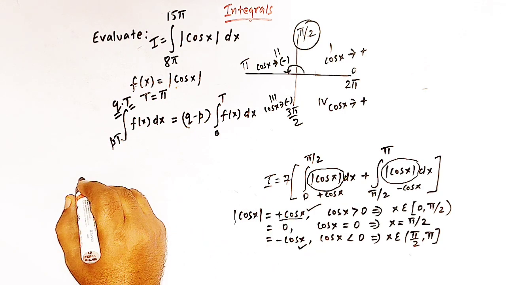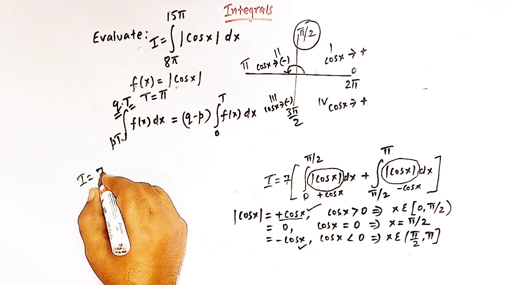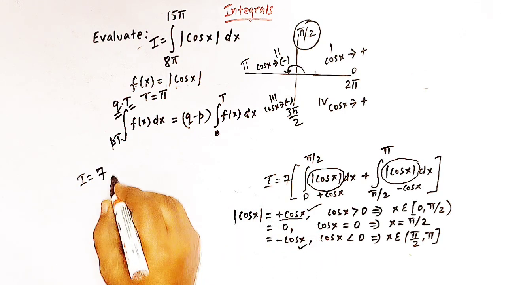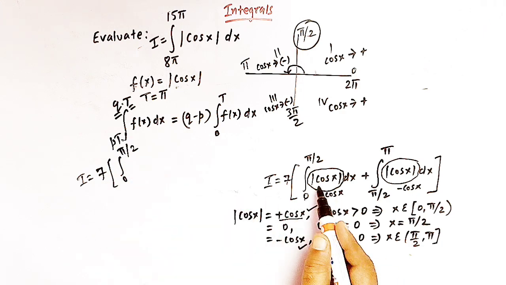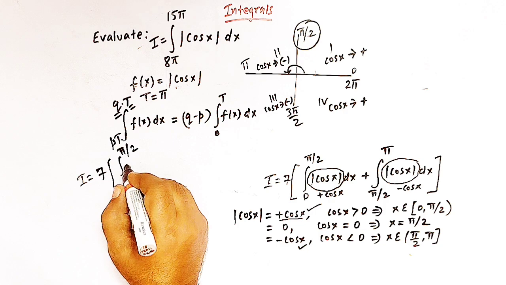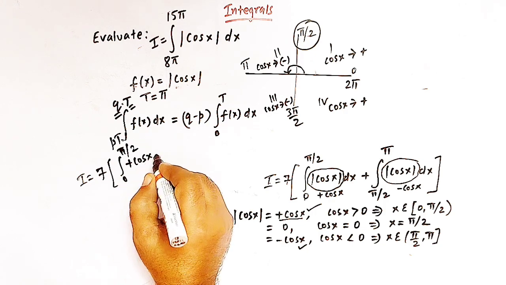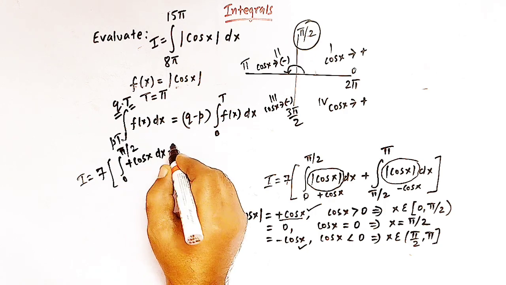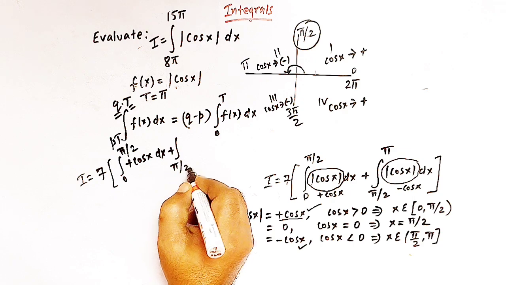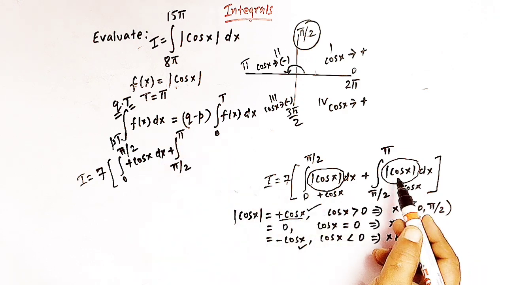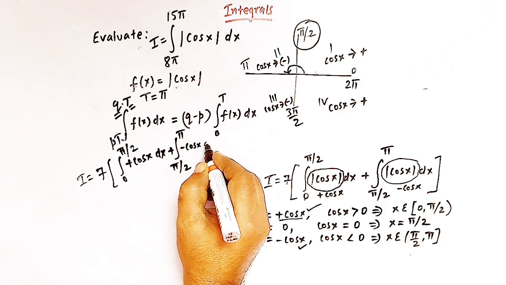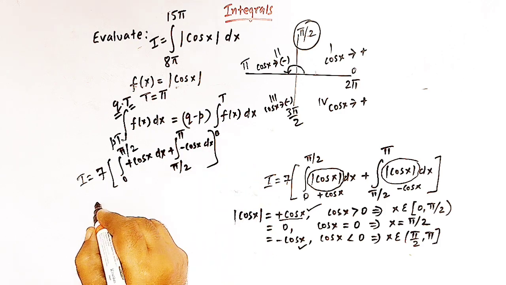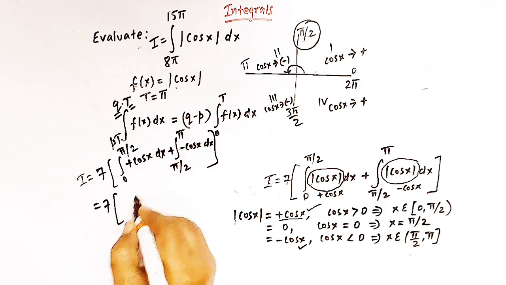So now let us write the integral I as 7 times the integral from 0 to pi by 2, where mod of cos x is positive cos x dx, and then the integral from pi by 2 to pi, where mod of cos x is negative cos x dx, right? So now we have two simple integrals here.